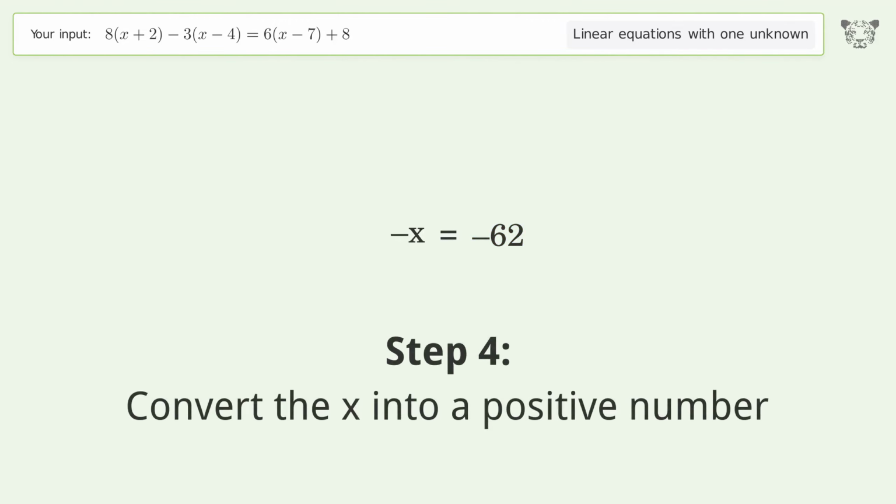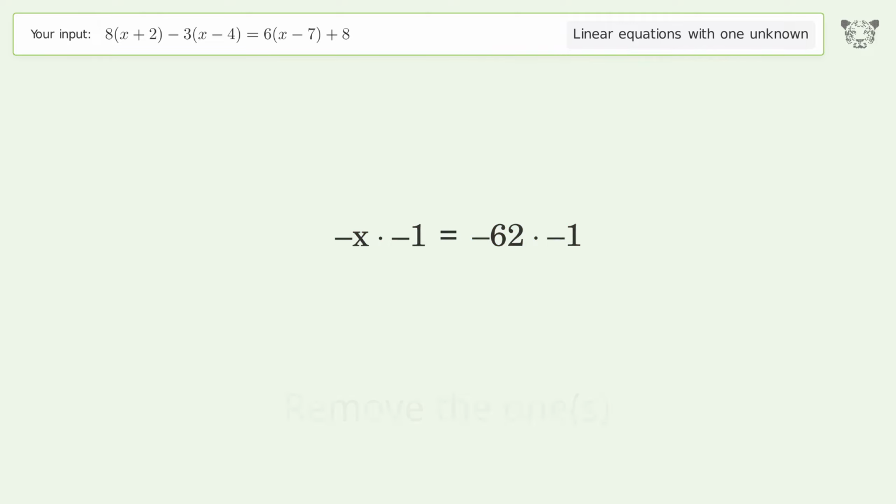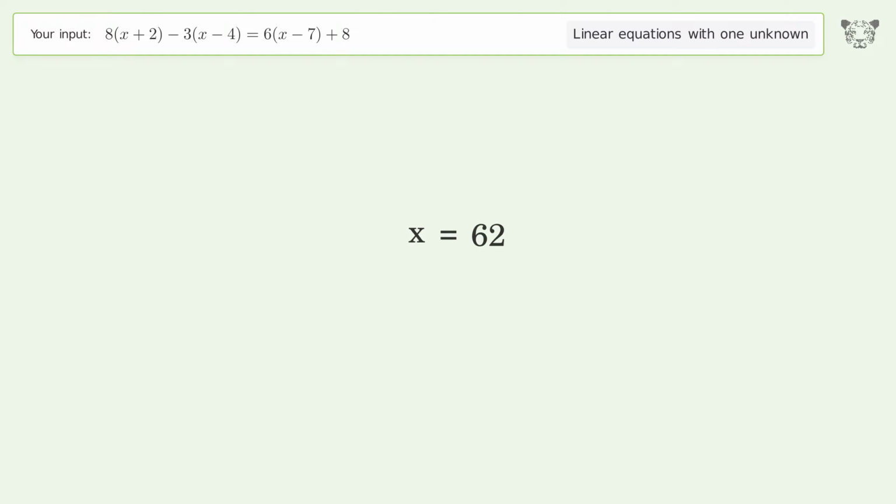Convert the x into a positive number. Multiply both sides by -1. Remove the ones. Simplify the arithmetic. And so the final result is x equals 62.